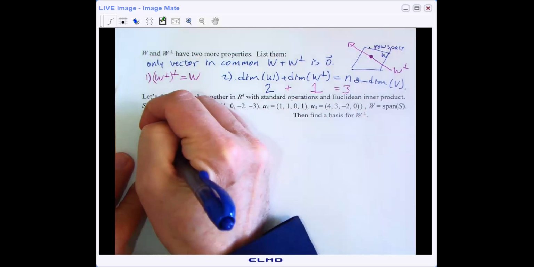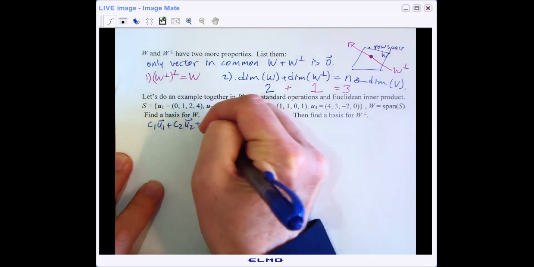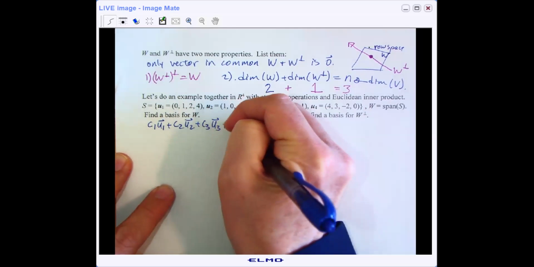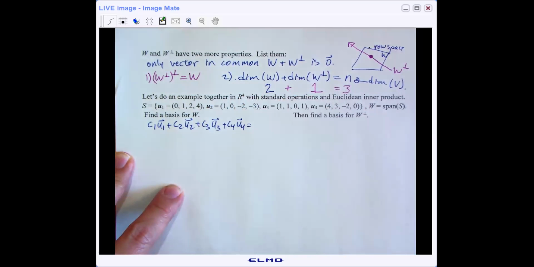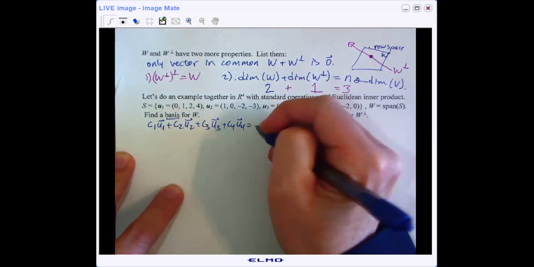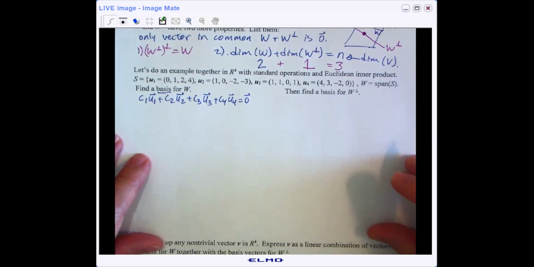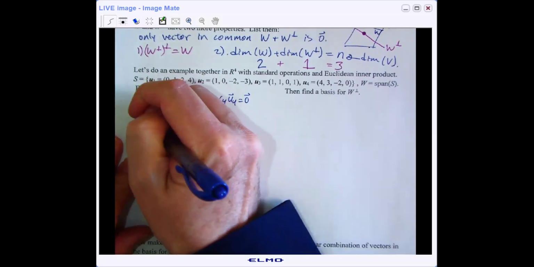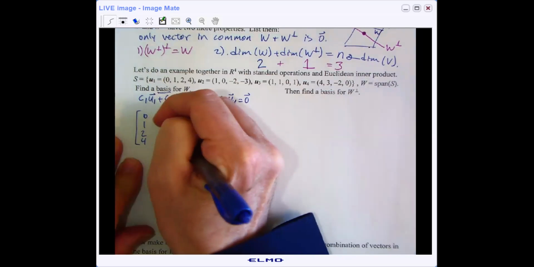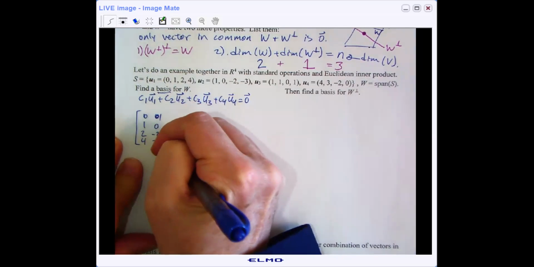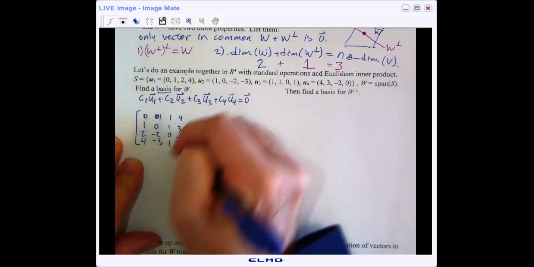So to do that, let's check C1 times U1 plus C2 times U2 plus C3 times U3 plus C4 times U4. And first off, since we need to do a basis, let's check to see if they're linearly independent. So let's do our definition of linear independence and set those equal to 0. That's going to set up a system. That's 0, 1, 2, 4; 1, 0, -2, -3; 1, 1, 0, 1; and 4, 3, -2, 0.